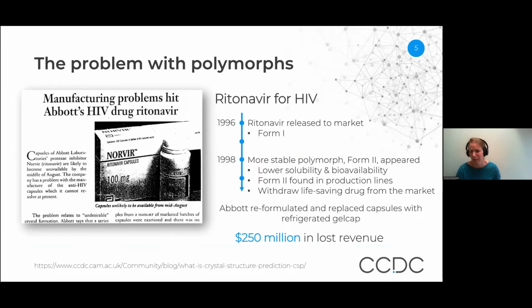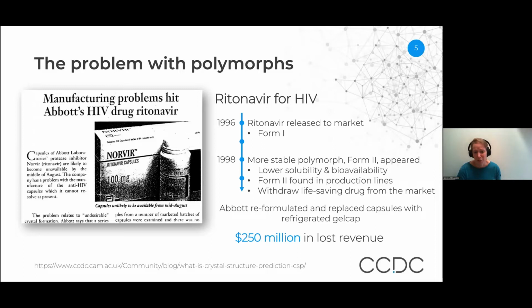When it released, they were using what they called later Form 1. In 1998, a new more stable polymorph Form 2 appeared. So this meant that it actually stopped working for the people who were taking it. It had lower solubility and lower bioavailability.